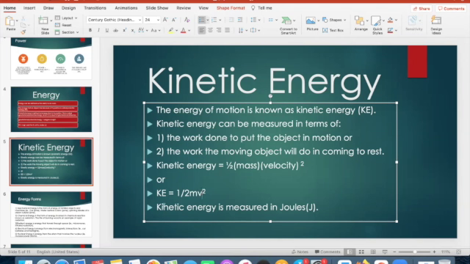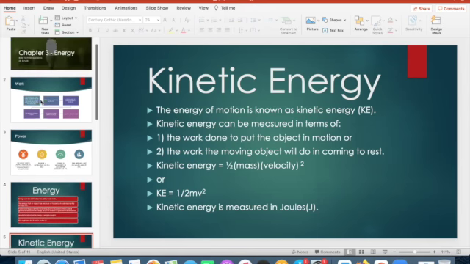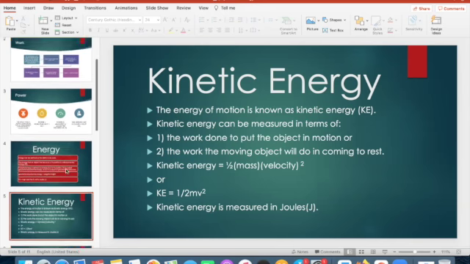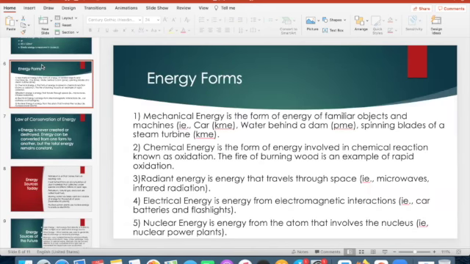All right, so just like potential energy, kinetic energy is measured in joules. So the SI unit for both kinetic energy and potential energy is joules. Work is in joules as well. So this is 3 concepts: work, kinetic energy, potential energy, that have the same SI units in joules. So there are different forms of energy. We have mechanical, chemical, radiant, electrical, and nuclear.